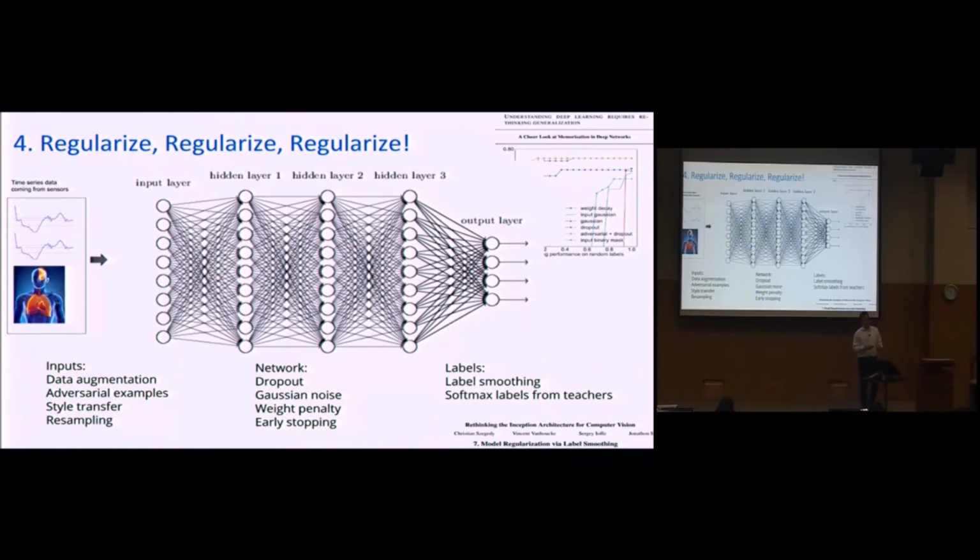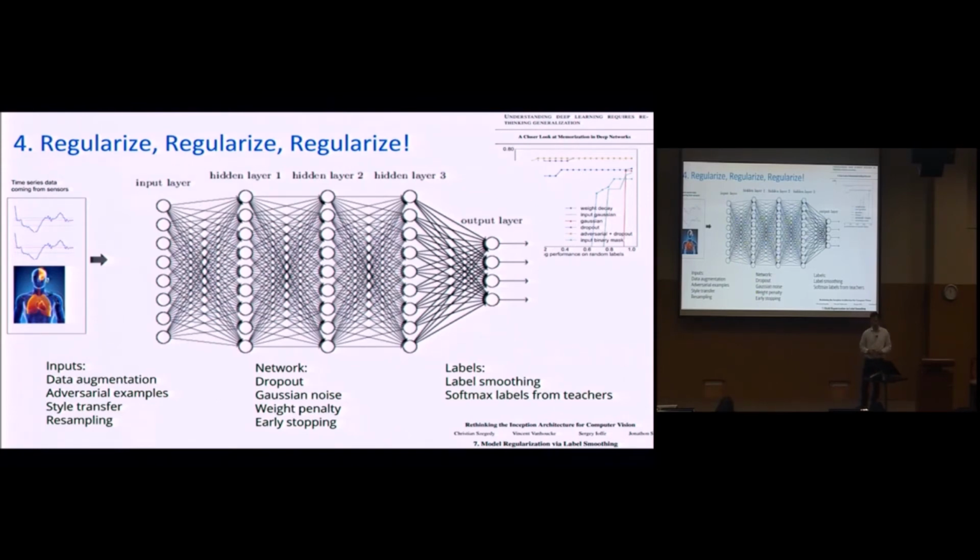Within the network, use all the standard techniques: dropout, Gaussian noise, weight penalties, early stopping, all these things, because you want to make sure that you're not overfitting to the system. Because even if you get something that seems like it works and gets a high level of accuracy, when you test it out on more data or more real world data, then you realize that you're massively overfit.